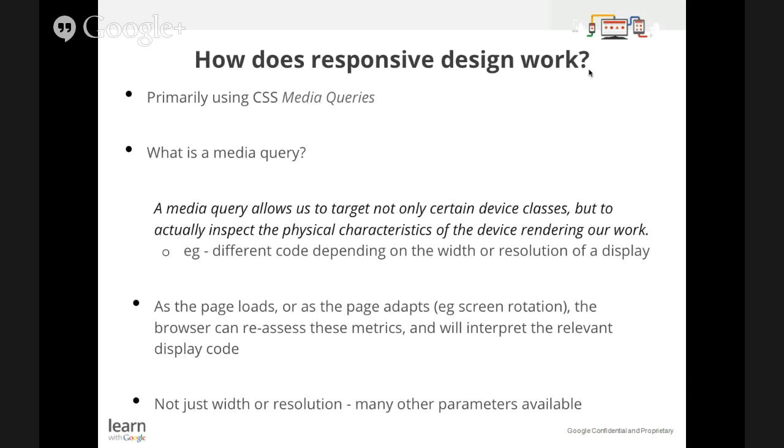A media query allows us to target not only certain device classes, but to actually inspect the physical characteristics of the device rendering your work, such as screen size. One common use case of this would be having different code depending on the width or resolution of a display.